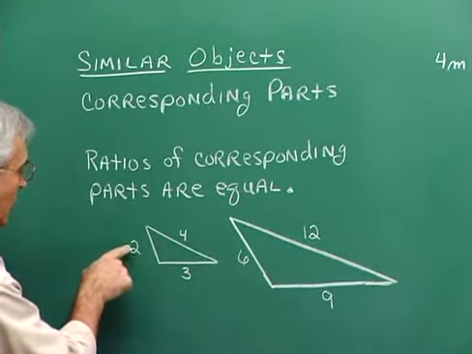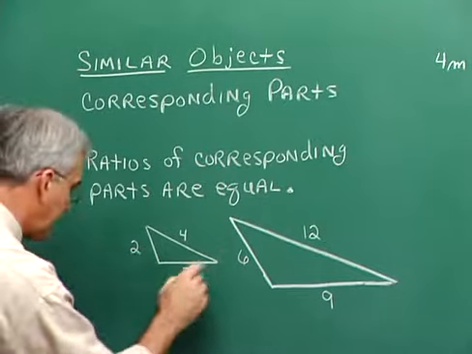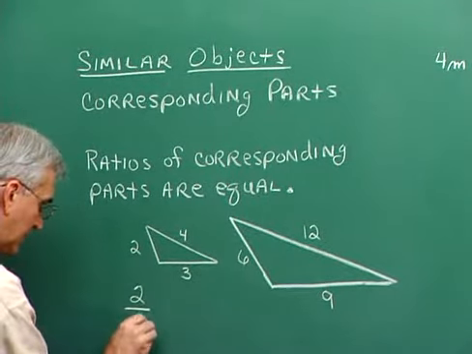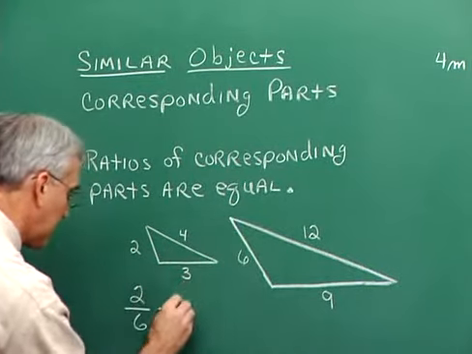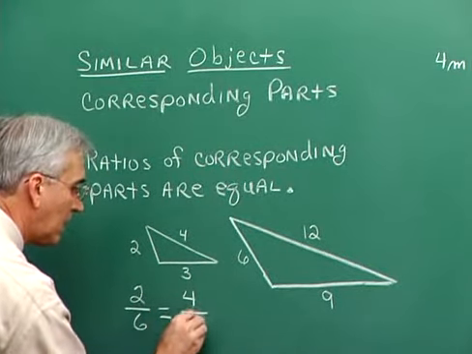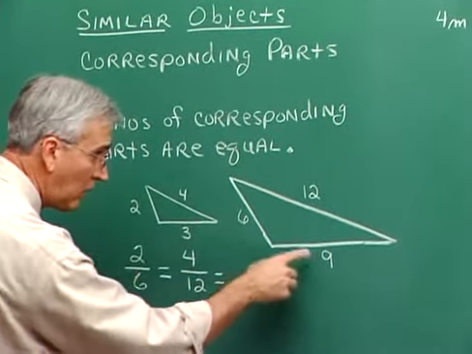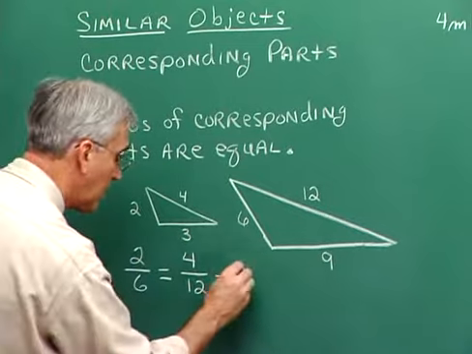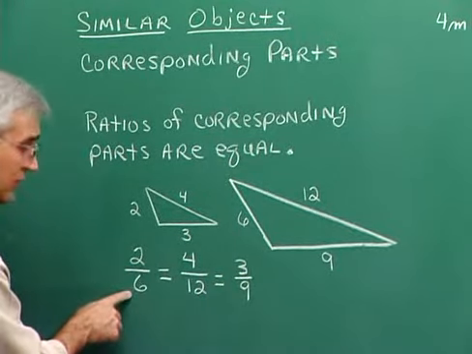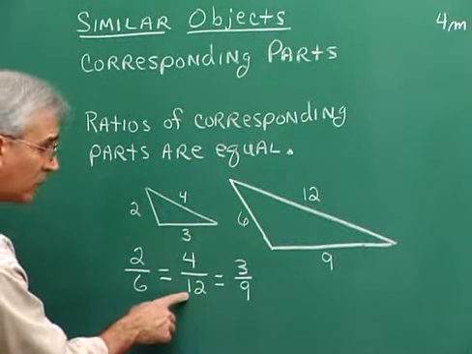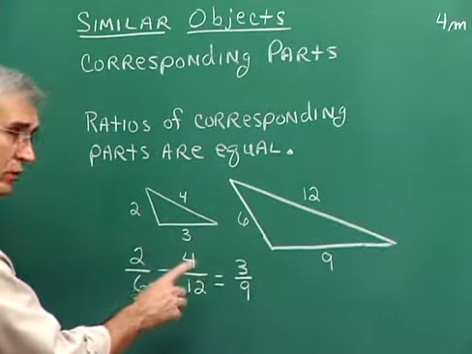We can say that 2 corresponds to 6, or the ratio of 2 to 6 is the same as the ratio of, let's say, this side to that side. You see, now I'm using corresponding parts between the two triangles, and that's equal to this side over that side, or 3 over 9. Now notice that 2 over 6 reduces to 1/3. 4 over 12 reduces to 1/3. 3 over 9 reduces to 1/3. So these are all equal to one another.